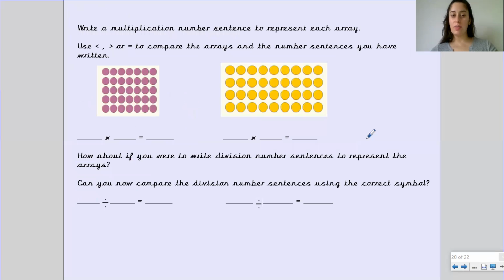Now that we've practiced representing an array as a number sentence, I want you to pause the video and have a go at representing this array just using one multiplication number sentence, and this array again using one multiplication number sentence. And then once you've calculated the answer and found the product, which is the answer to a multiplication number sentence, once you found both products, can you use the inequality symbols to compare the two number sentences? Play the video when you're ready.